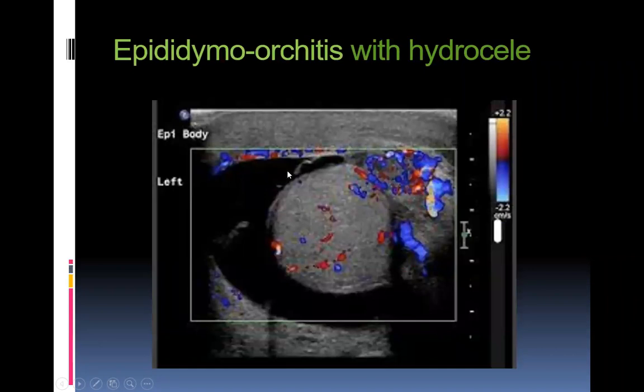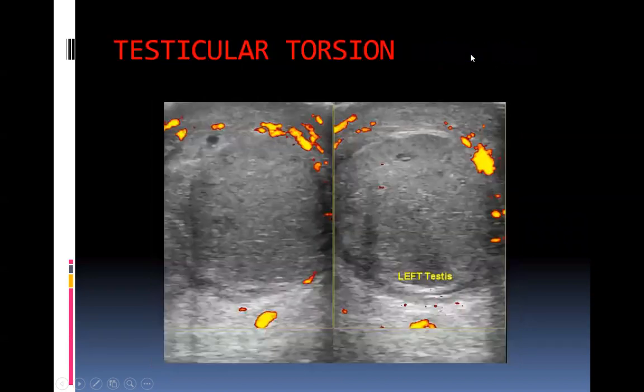And sometimes you could also have hydrocele around it. So you will see reactive fluid around the testes. So there would be fluid in the scrotal sac. So not only is there increased blood supply, they would also have fluid accumulating, reactive fluid around in the scrotal sac. So this is known as hydrocele.